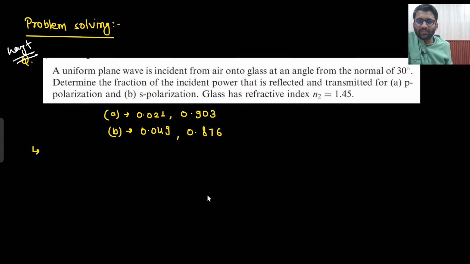First, what they are saying is that the incident angle is given. You need to find the fraction of incident power that is reflected and transmitted. So basically you need to find PR and PT for P polarization. So let's first solve it for P polarization. How would you remember P polarization? Parallel polarization. Two P are there.